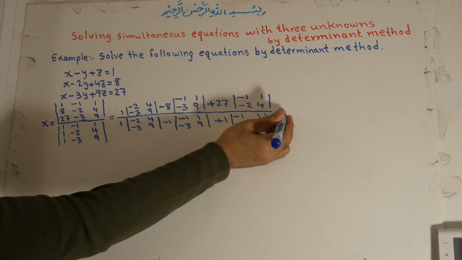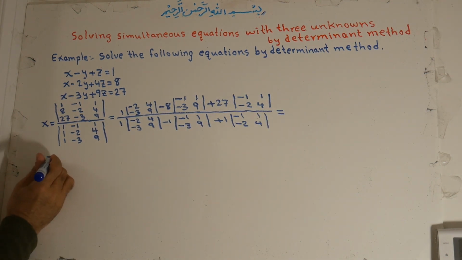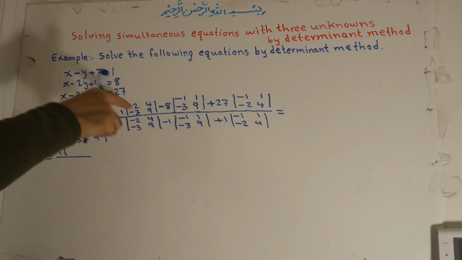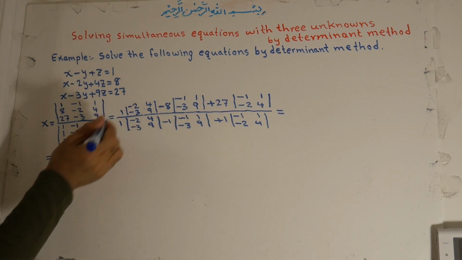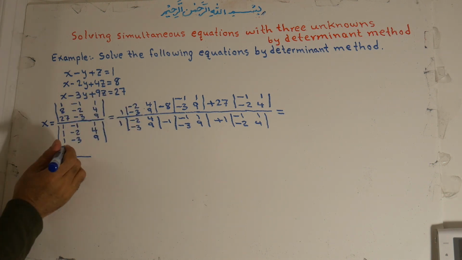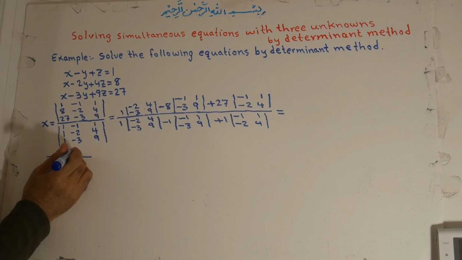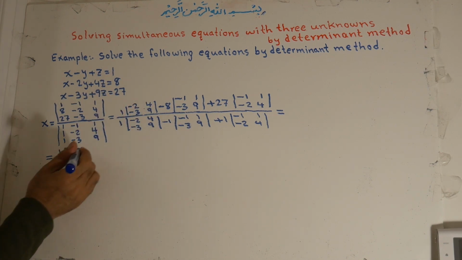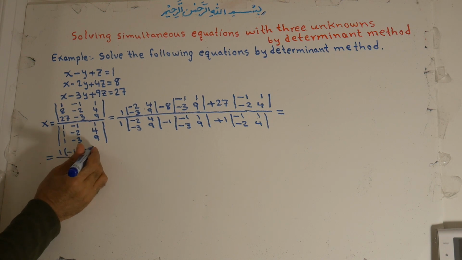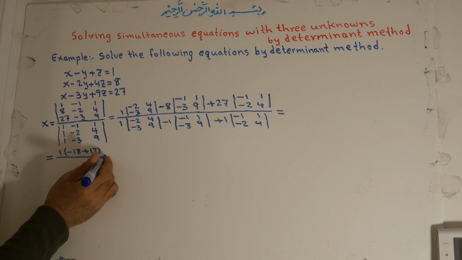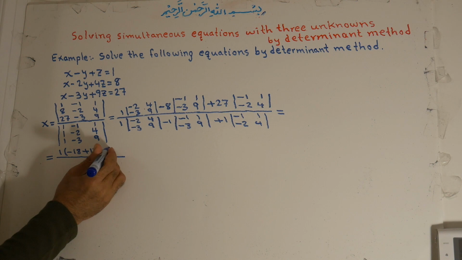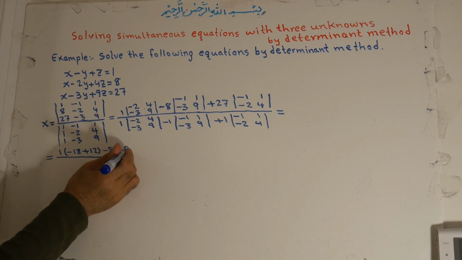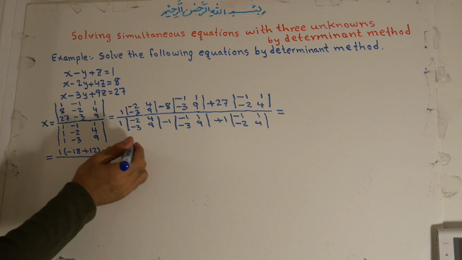Now we simplify this one. We cross multiply like this: minus 2 times 9 is minus 18, and minus 3 times 4 is minus 12, with the negative sign becomes positive 12. Then minus 8 times: minus 1 times 9 is minus 9, minus 3 times 1 is minus 3, with the negative sign, plus 3.